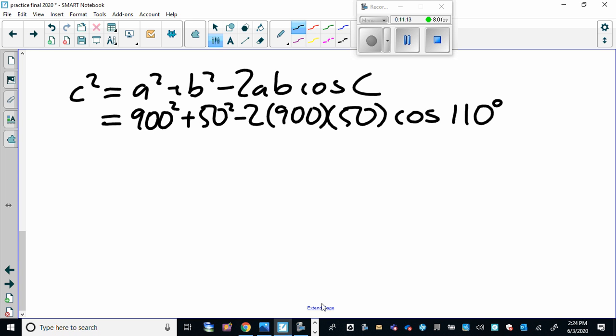900 squared plus 50 squared minus brackets 2 times 900 times 50 times the cosine of 110 degrees, end of brackets, and then square root that, and you get a slightly different answer. And that's just because of the rounding off. So that's the way that you would do it if you were using the cosine law.